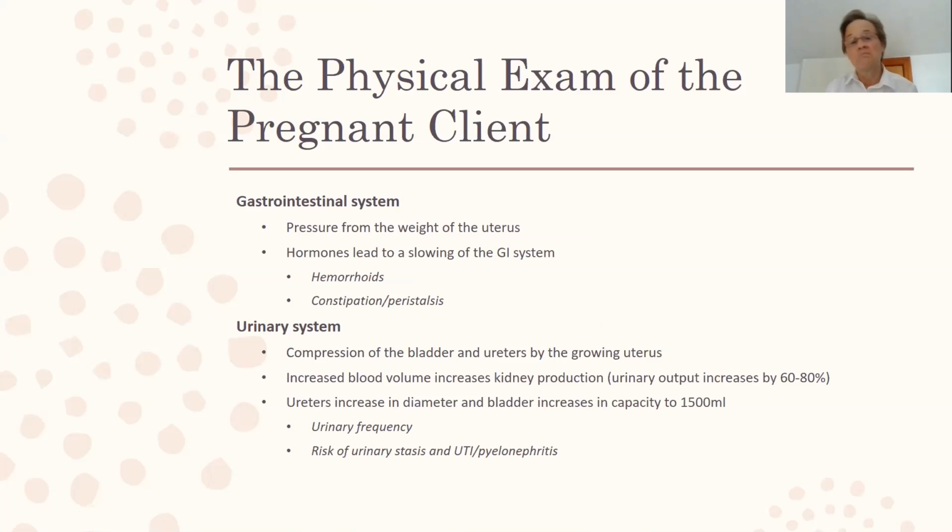GI, hemorrhoids and constipation, very common. Slowing because of the hormones, which is slowing of the peristalsis, causing constipation, and there's pressure from the weight of the uterus on these organs. Same with the urinary system, compressing the bladder and the ureters, causing urinary frequency. You may notice women may have more risk of urinary tract infections, especially if they're diabetic.